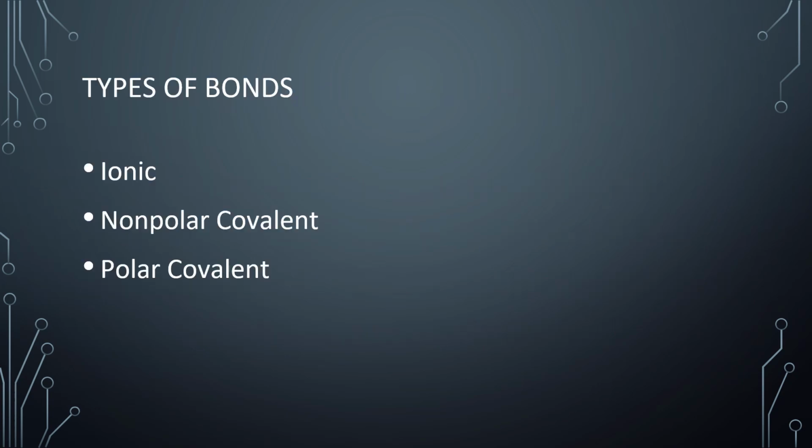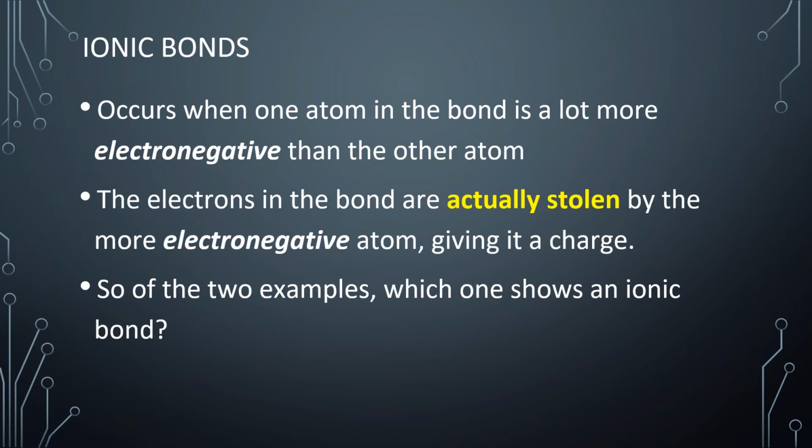Like I said, the three types of bonds we're going to look at: ionic, nonpolar covalent, and polar covalent. Hopefully you watched the Tug of War video with the coaches to help you understand how bonds are formed. The first one is ionic. That occurs when an atom in the bond is a lot more electronegative than the other one. The electrons are stolen by the more electronegative atom, giving it a charge. So they're stealing electrons.